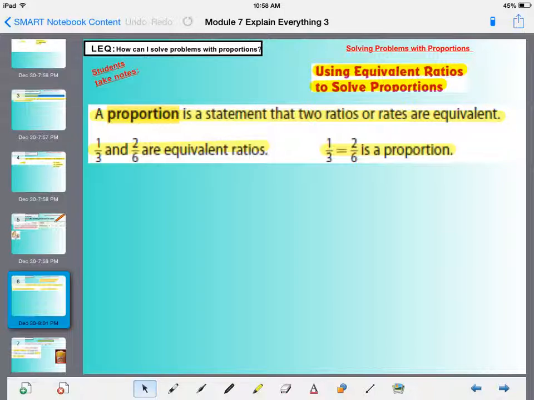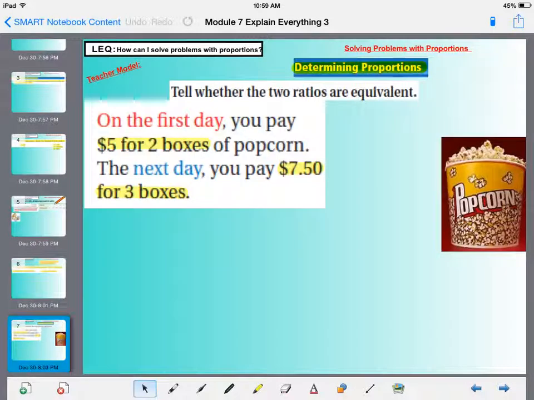We also talked about proportions, and we stated that proportions are statements that two ratios or rates are equivalent. So here are some examples. 1 to 3 is proportional to 2 to 6 because they are equivalent ratios. So for this example, we need to determine whether these two ratios are equivalent or determine whether they are proportions.